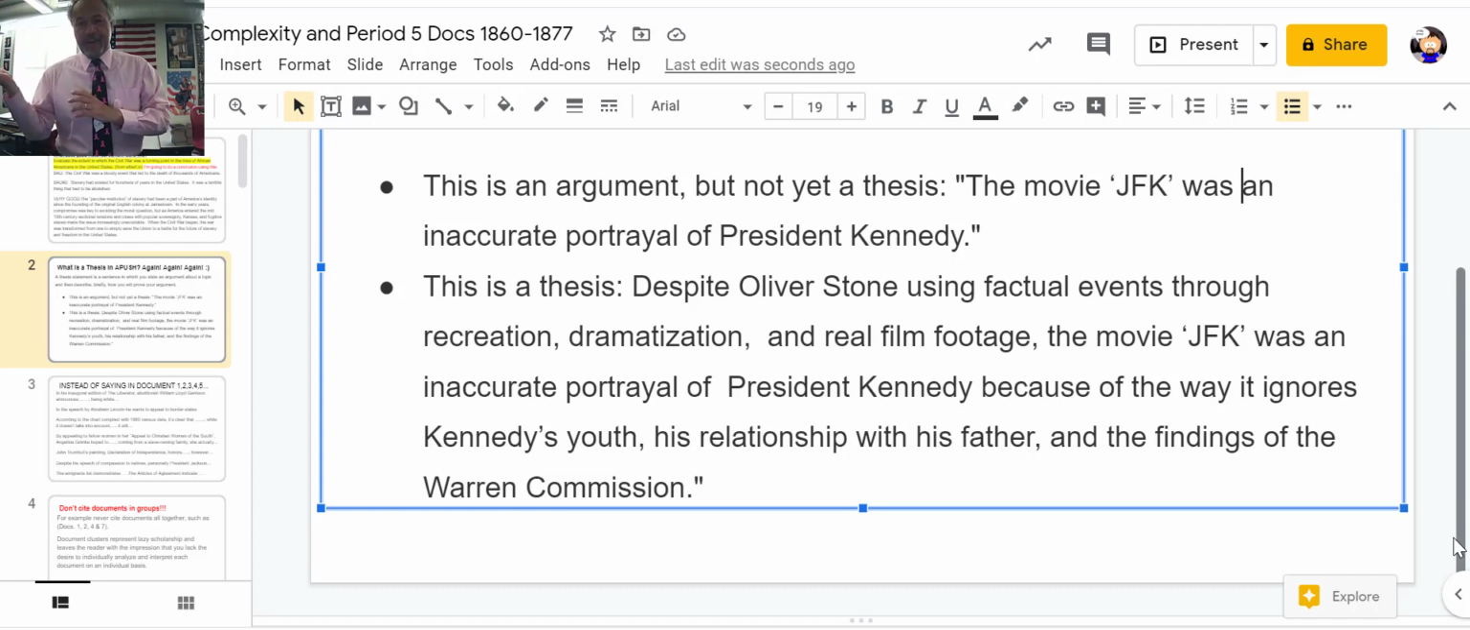Despite Oliver Stone using factual events through recreation, dramatization, and real film footage, the movie JFK was an inaccurate portrayal of President Kennedy because of the way it ignores Kennedy's youth, his relationship with his father, and the findings of the Warren Commission. So you don't want something simplistic, maybe you've been used to that in some of your other papers, or in an English class early on. But this is definitely what APUSH is looking for, a complex thesis.